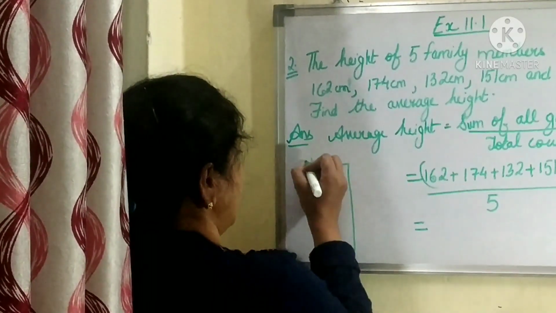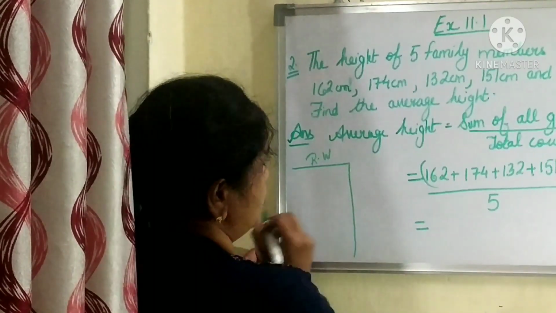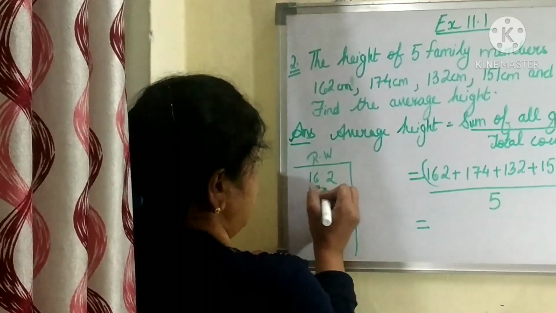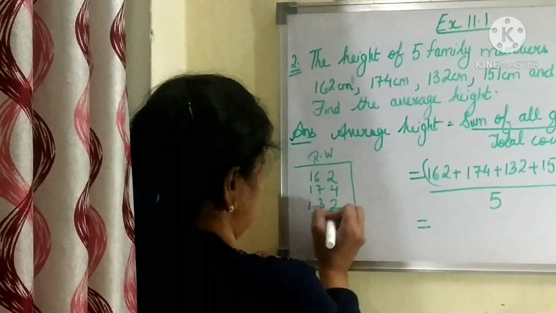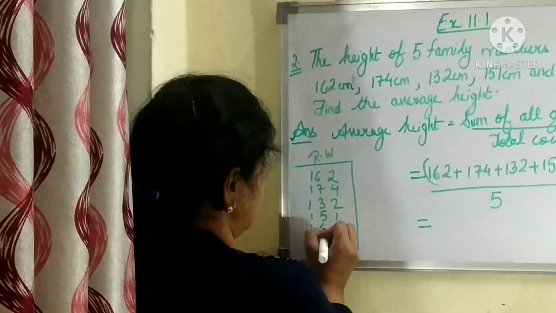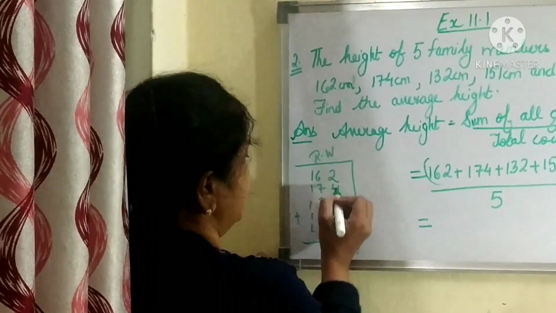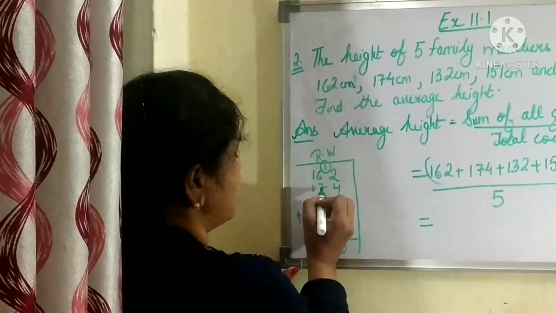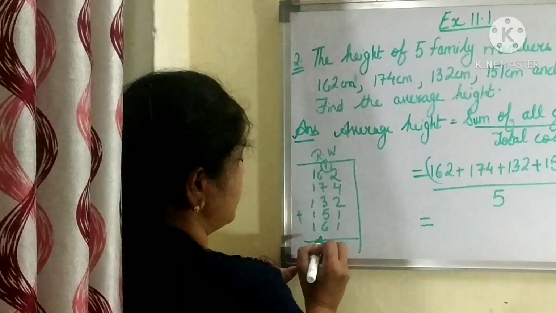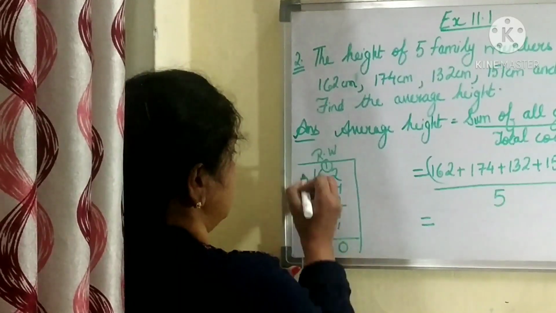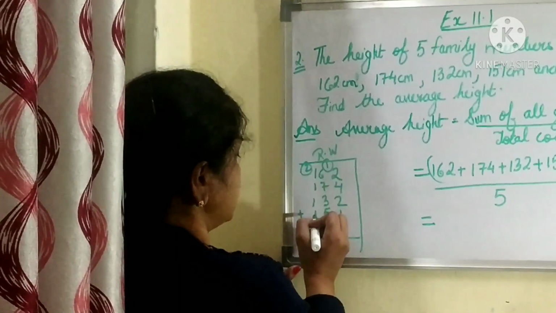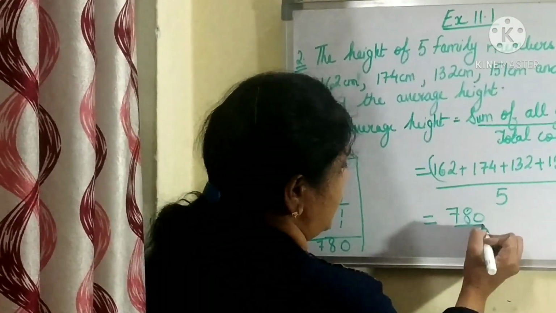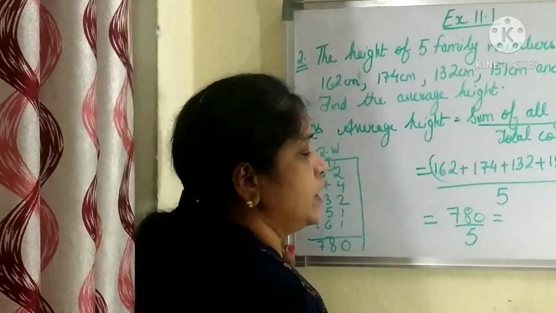Now suppose this is my rough column. As you have your rough column on the right side, you do the rough work there. Now when I added 162, 174, 132, 151 and 161, I got 4 plus 2 is 6, 6 plus 2 is 8, 8 plus 1, 9, plus 1, 10. 6 plus 1, 7, 7 plus 7, 14, 14 plus 3, 17, 17 plus 5, 22, plus 2, 24. 2 plus 1, 3, 4, 5, 6, 7. I got 780. That is 780 divided by 5.